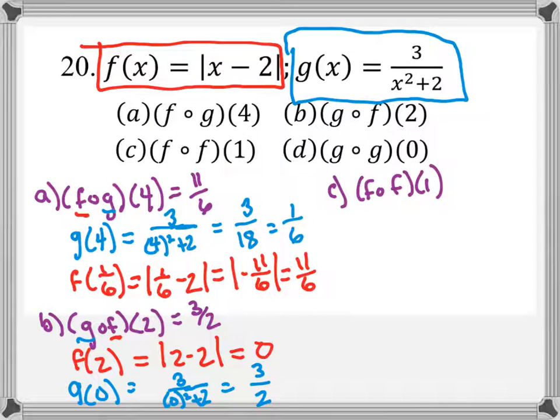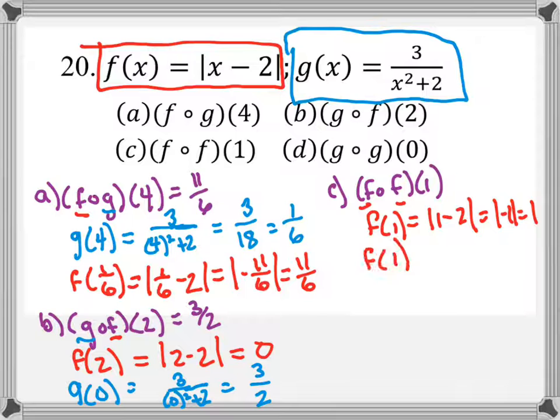Let's look at f of f of 1. So our rightmost function is f. So we'll find f of 1. We'll substitute 1 in for x in the f function. So the absolute value of 1 minus 2 is the absolute value of negative 1, which is 1. And that 1 will be fed into the f function again. So f of 1, we repeat what we just did: the absolute value of 1 minus 2, which is the absolute value of negative 1, or 1. So f of f of 1 is 1.